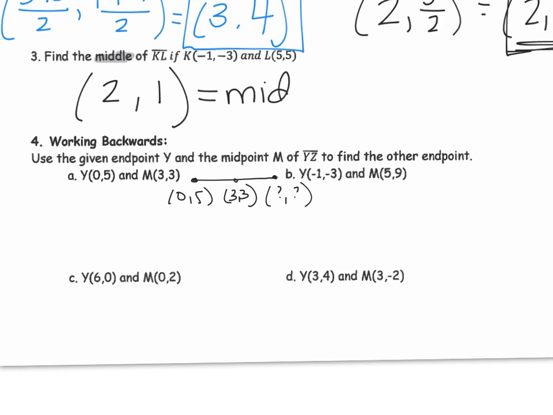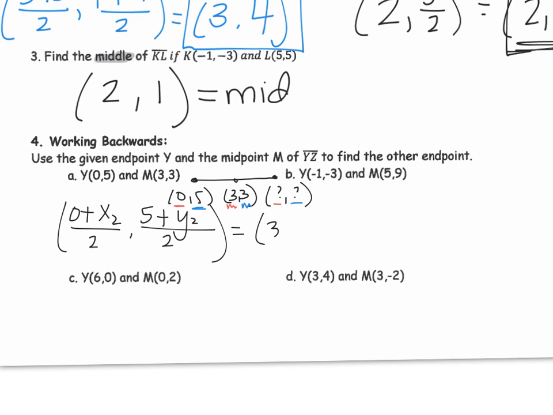So the midpoint formula says x1 plus x2 divided by 2 is going to equal my midpoint x value, and then y1 plus y2 divided by 2 equals my y value of my midpoint. So I'm going to fill in what I know. I'm going to say 0 plus x2, we don't know what x2 is, so I'm going to leave it x2, divided by 2, comma, 5 plus y2, I don't know what y2 is, so I'm going to put y2, over 2. And when I clean this up, it better equal (3, 3), because that's what my midpoint is.